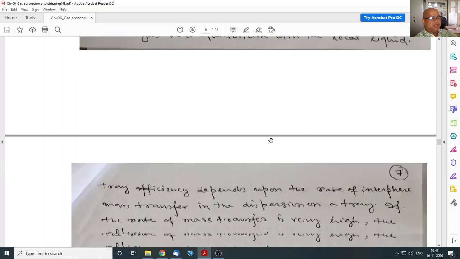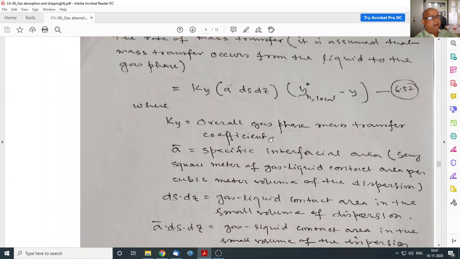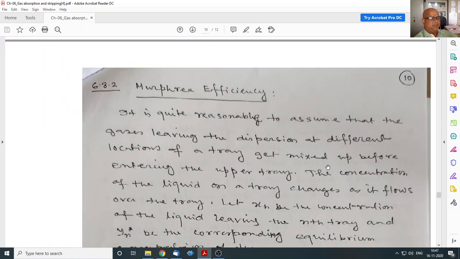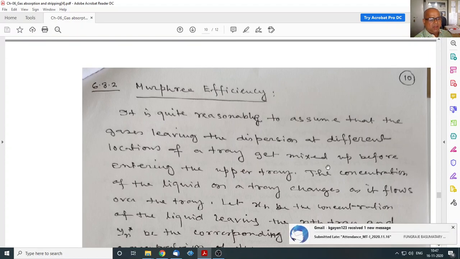Now the second thing is Murphy efficiency. So what is Murphy efficiency? Instead of point efficiency, if within this tray all the points have a similar, the same efficiency, then if I can calculate the point efficiency and make it an average, that will be the Murphy efficiency.